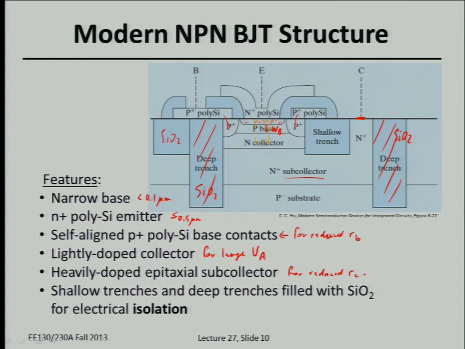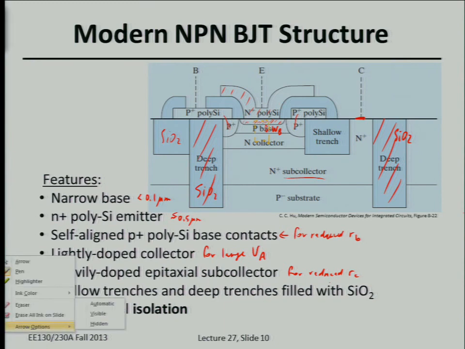Yes, question. Which shape on top, for the emitter? Oh, okay. So the question is, why do we have this shape? Okay. So the reason. Okay. So we have this silicon.